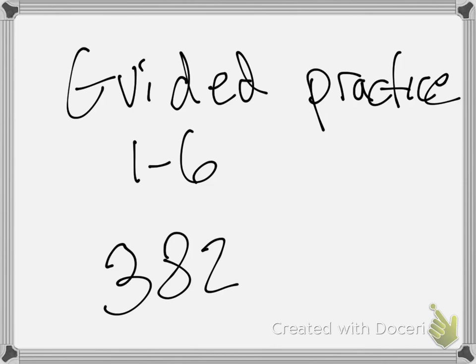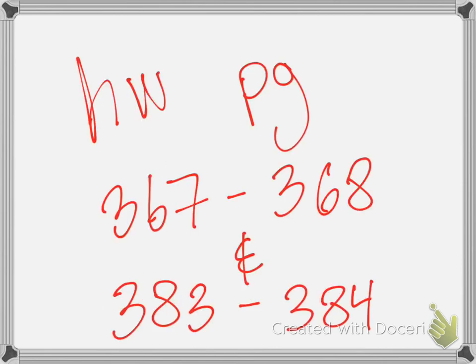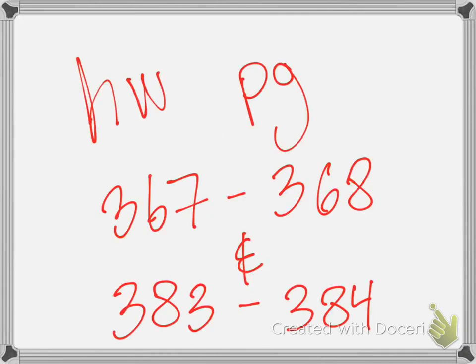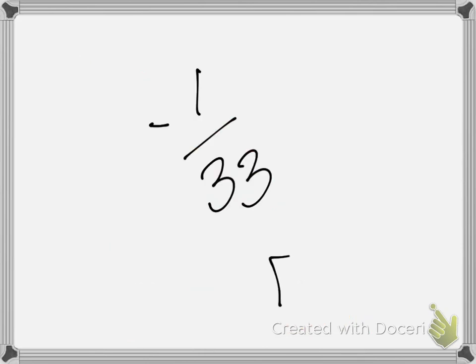What happens if we have a negative number, like number 2? Number 2 is negative 1 over 33. Can I divide like that? Yes. All I know is my answer is just going to be negative. It's going to be the exact same as dividing 1 by 33, but at the end, the answer is just going to be negative.